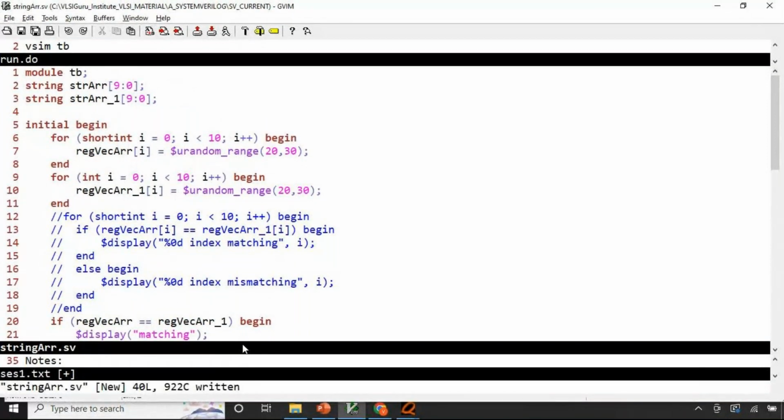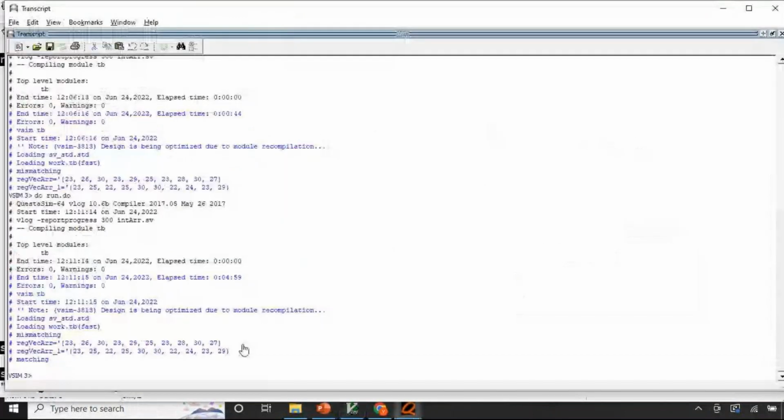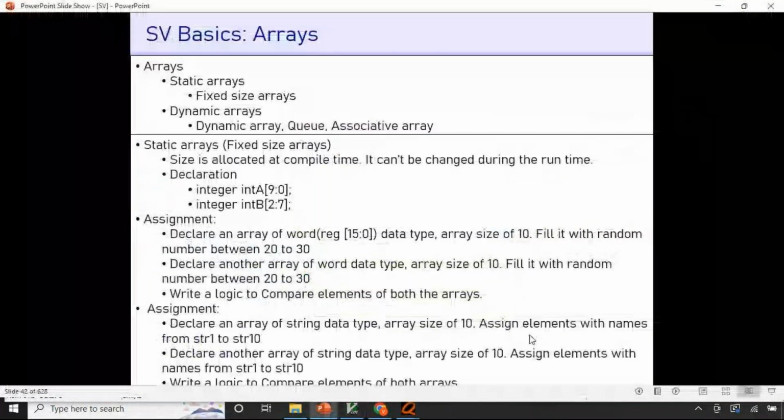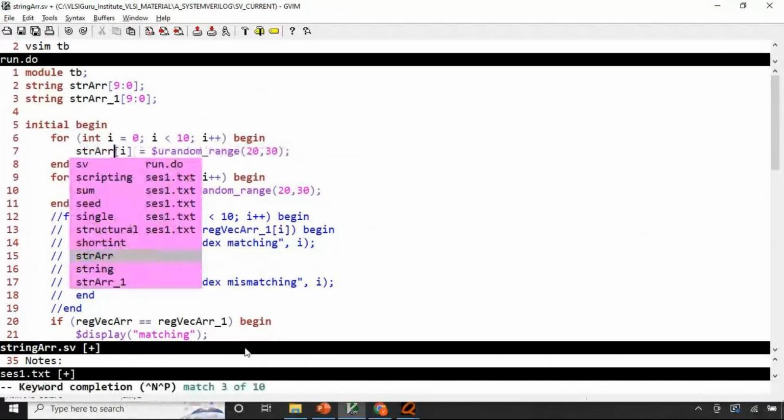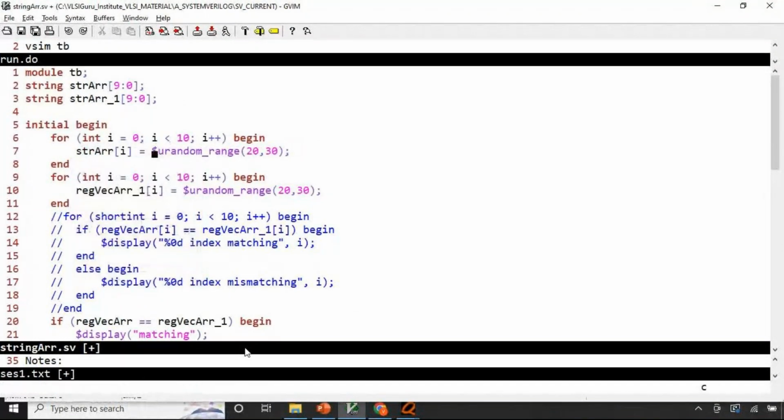String array, string array underscore. Now, what I want to do is give the names as str1, str2, str3 up to str10. So what are we going to do? String array equal to $sformat, str percentage 0t comma i.